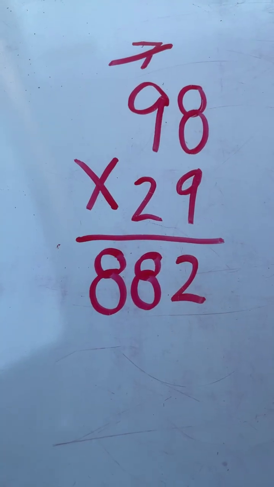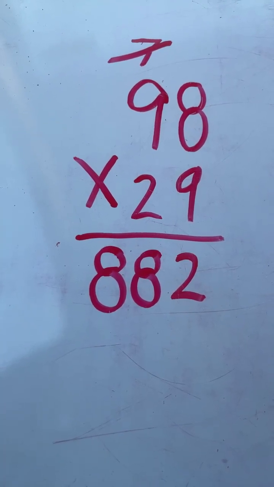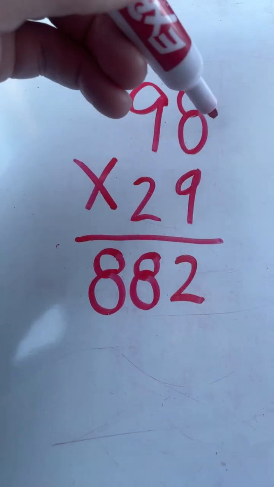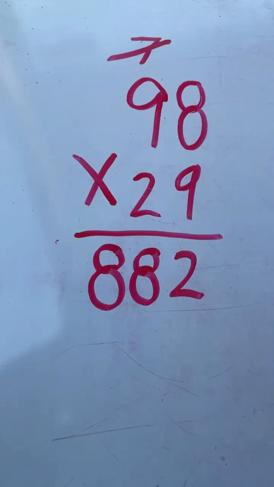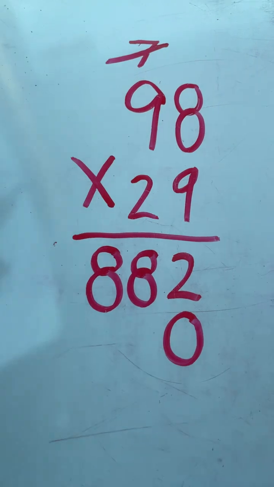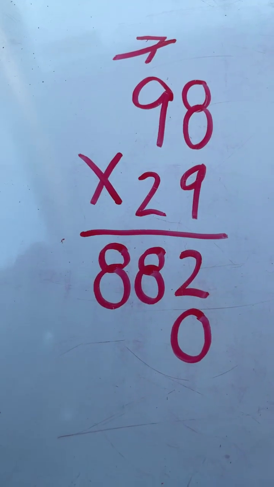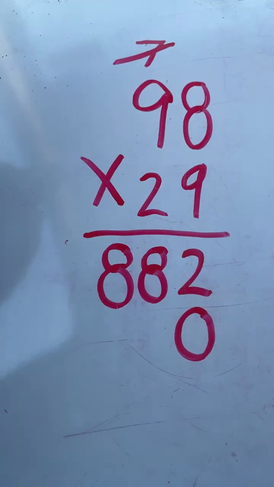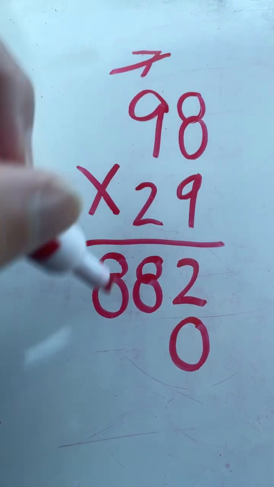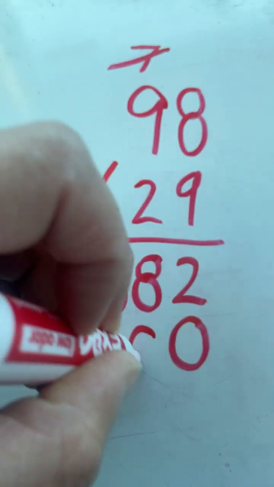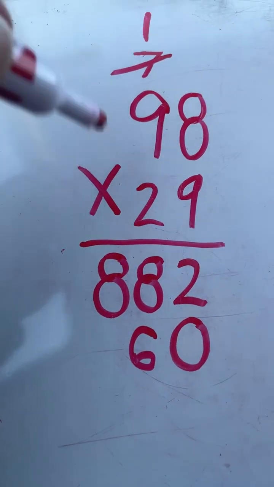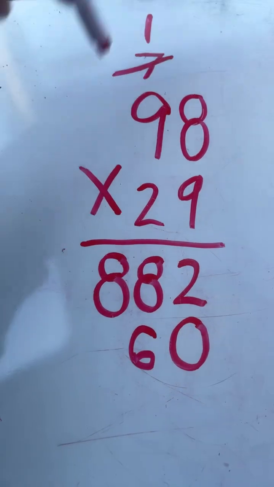So far we've multiplied 98 times 9. The next step is we have to multiply the two top digits times the bottom digit in the tens place. Now since both digits in the ones place have already been multiplied, we are putting a 0 in the ones place. 8 times 2 equals 16. 6 carry the 1. 9 times 2 equals 18. Plus 1 equals 19.